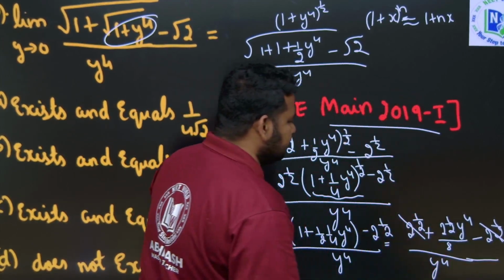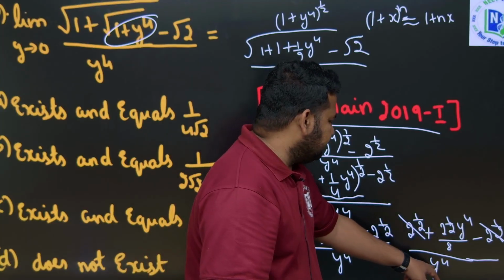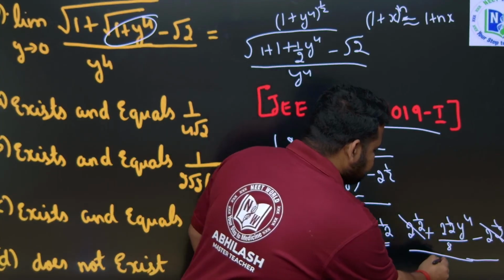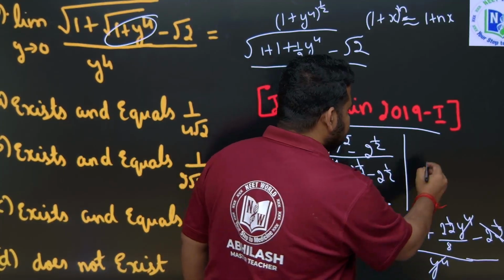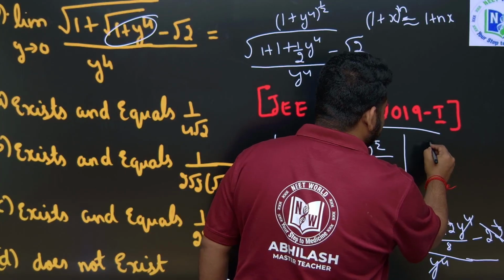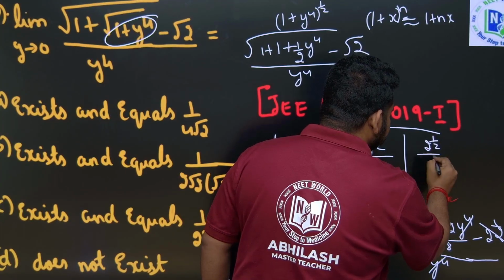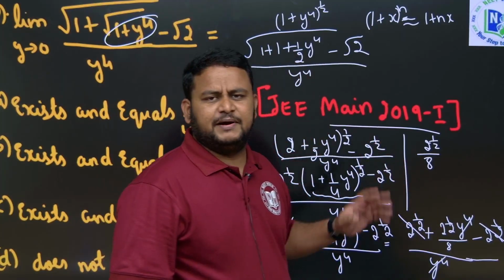So I am left with what? 2 to the power of 1 by 2 by 8 by y to the power of 4. Here y to the power of 4 and y to the power of 4 cancel. So I am left with 2 to the power of 1 by 2 divided by 8.